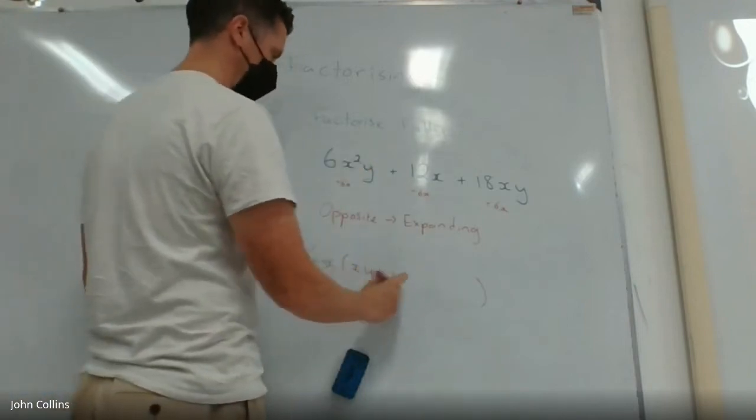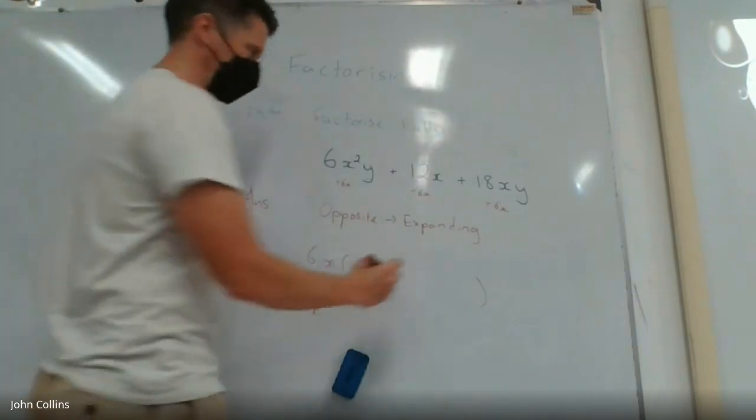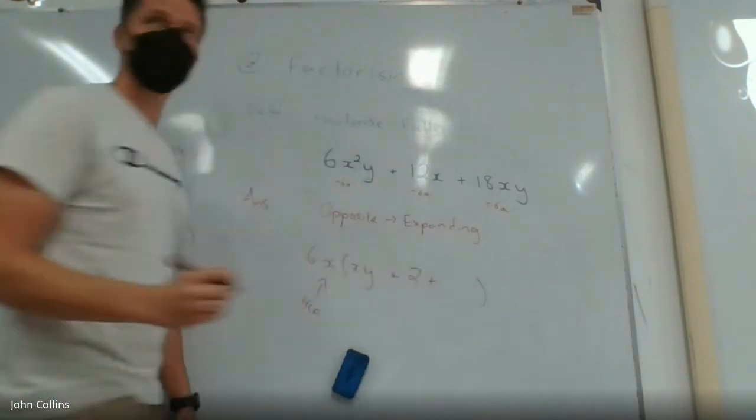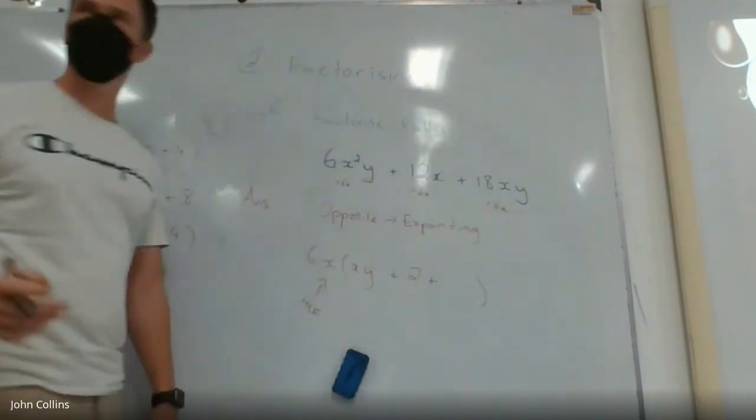Lucia, what's the next one? 6x times what gives 12x? 2, yeah. And the last one then, Bastian. 6x times what gives 18xy?